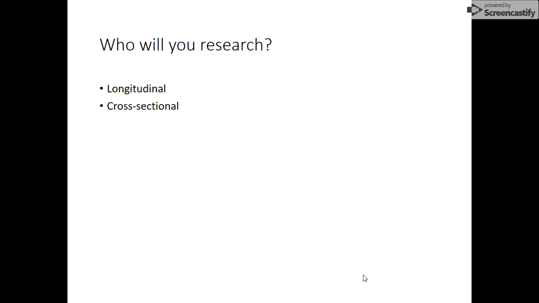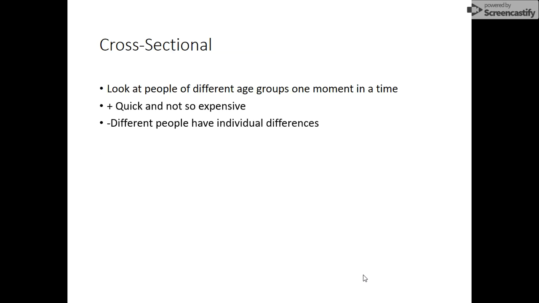So let's talk about who you're actually going to research, the people. There's 2 different ways. You can do longitudinal or cross-sectional. Cross-sectional is where you look at different age groups and different people at one moment in time. You do it once. The positives is it's quick and it's not expensive. The negatives are you're going to have different people, and different people give different data.